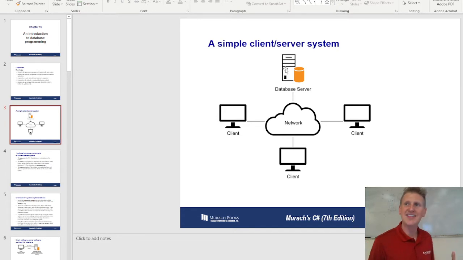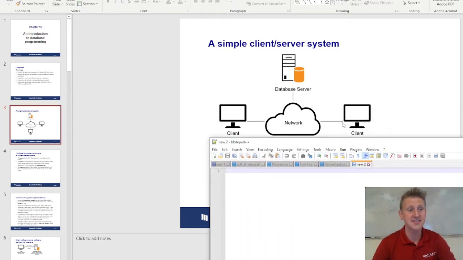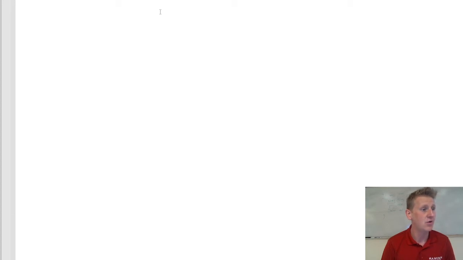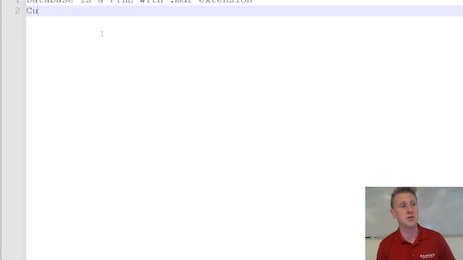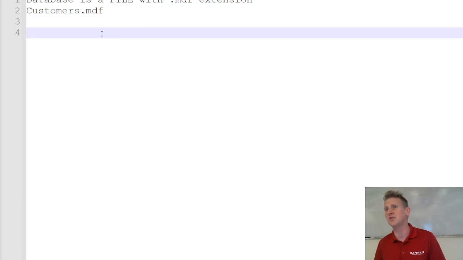Ultimately, it's kind of interesting that at the end of the day, a database is just a file. If you actually get onto a computer that is functioning as a database server, and you boil it down and look at what a database actually is, it's a file. And I'll zoom in here. A database is a file with a .mdf extension. And so you might have a customers.mdf, and this is a file that would contain a database. So at the end of the day, it's ultimately stored as a file on the computer. The more customers there are, the bigger that file is.